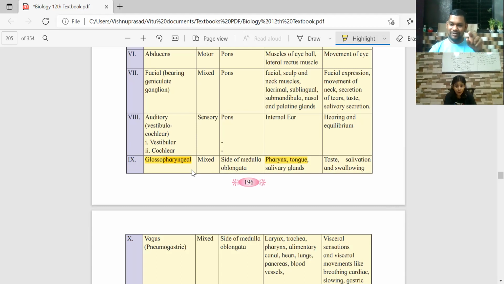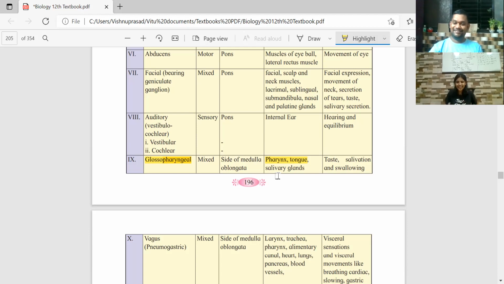Whatever you eat, that taste in the form of a chemical is passed on to the glossopharyngeal nerve as a stimulus and it goes to the brain. The brain will process it and give a message to you that it is the sweet taste. Imagine how fast this is.